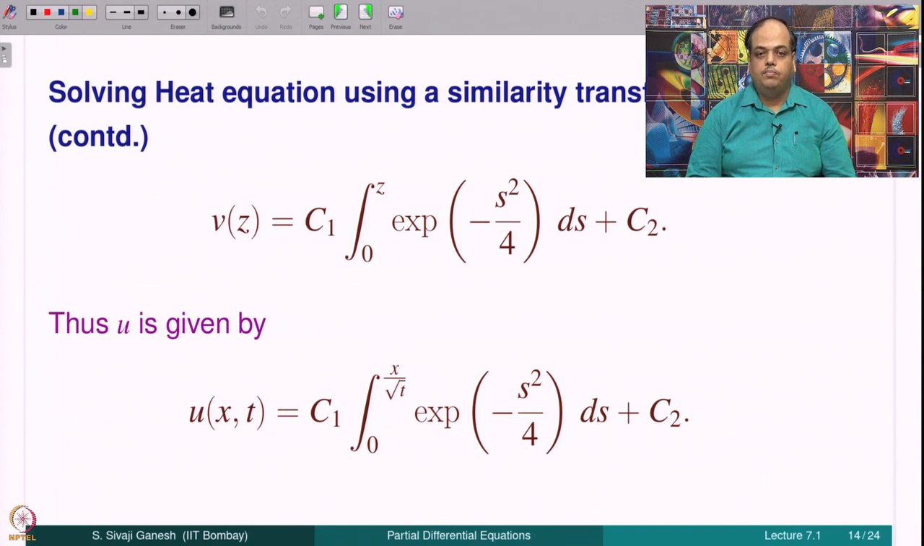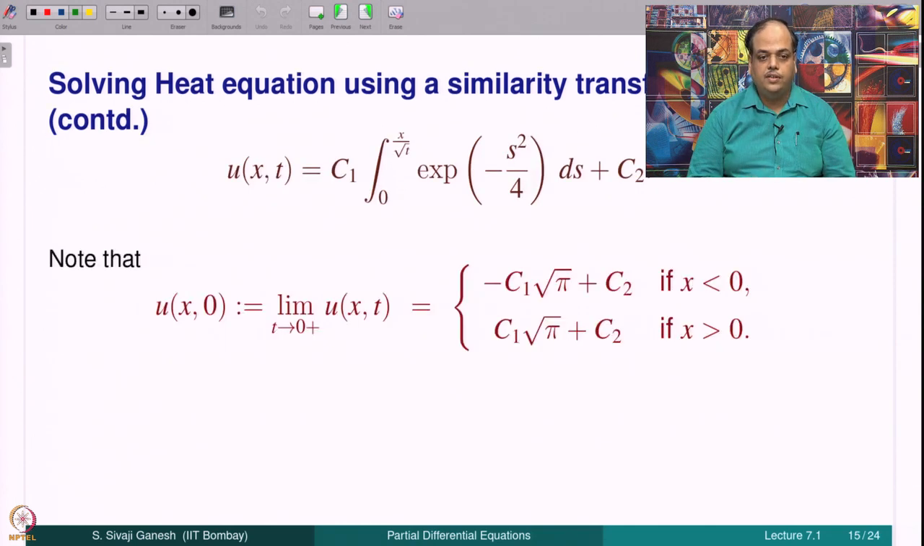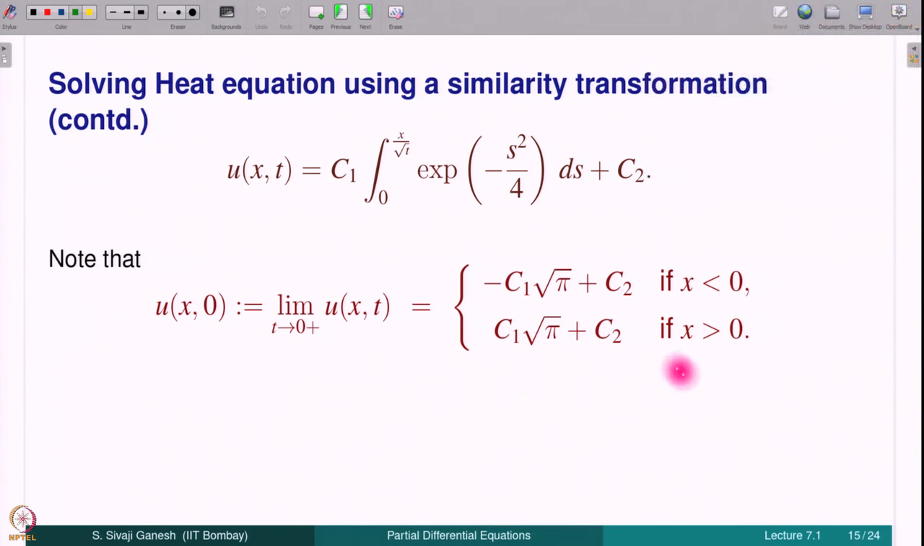Now, we want to make sure u of x, 0 is phi of x, then we are done. We will have solved the Cauchy problem for the homogeneous heat equation. Let us see what u of x, 0 is. u of x, 0 is the limit of u of x, t as t goes to 0 plus, which is actually minus C1 root pi plus C2 if x is negative, and if x is positive it is C1 root pi plus C2. Please check this.